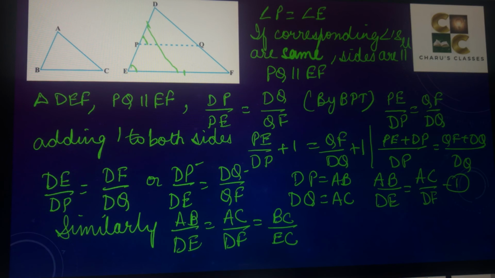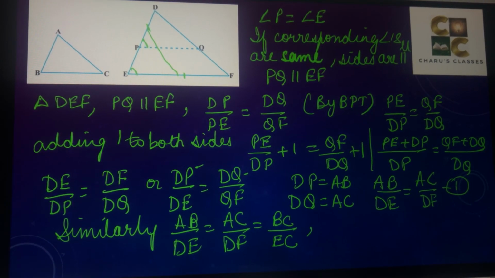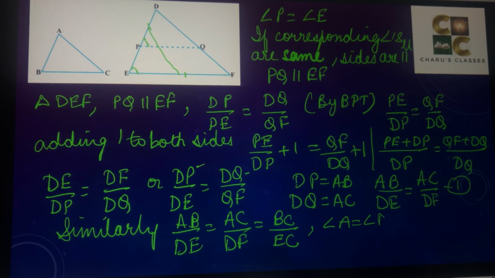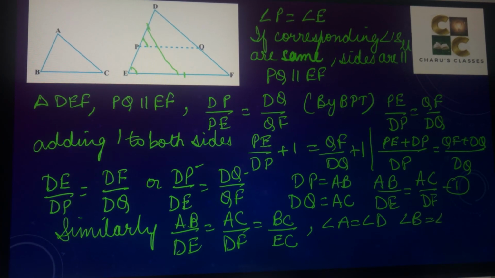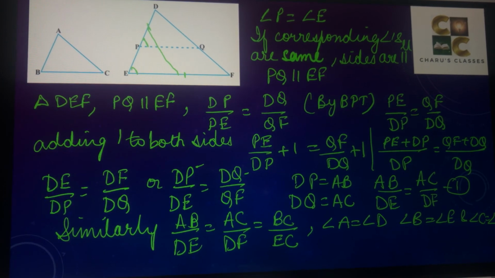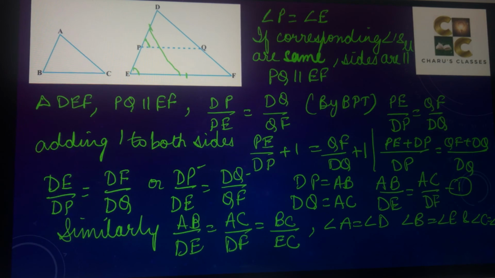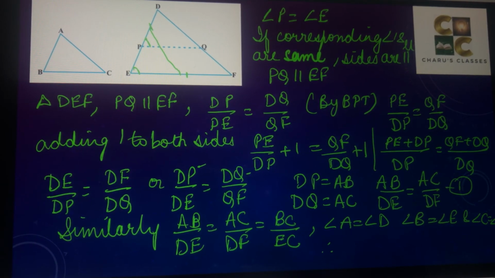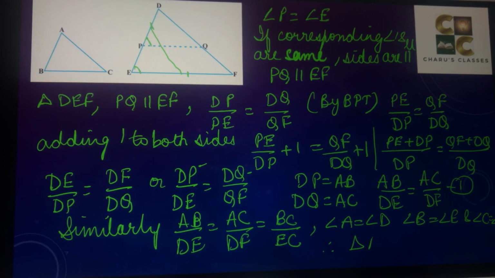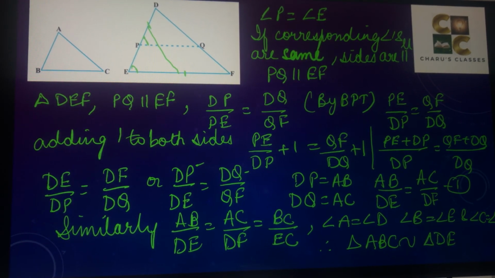Now the sides are in the same ratio, and we already know that angle A is equal to angle D, angle B is equal to angle E, and angle C equal to angle F. Since all the sides are in ratio and all corresponding angles are equal, therefore we can say that triangle ABC is similar to triangle DEF.